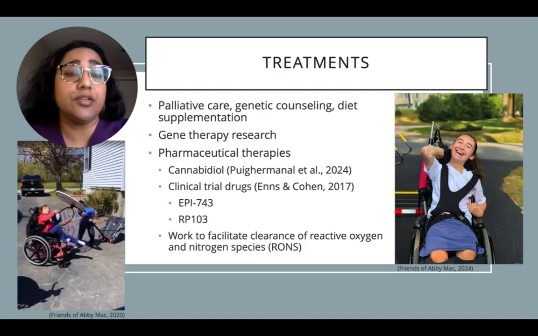There is still no cure for Leigh syndrome, but there are treatments that can improve the quality of life for LS individuals and sometimes increase lifespan.